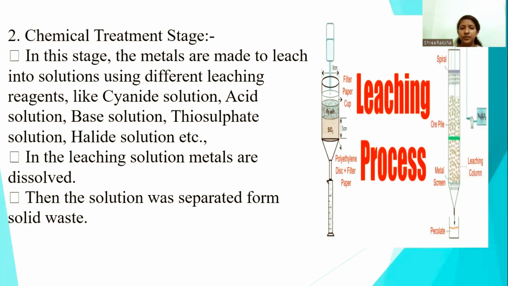Chemical treatment stage. In this stage, the metals are made to leach in solution using different leaching reagents like cyanide solution, acid solution, base solution, halide solution, etc. In this leaching solution, metals are dissolved. Then the solution is separated from the solid waste.